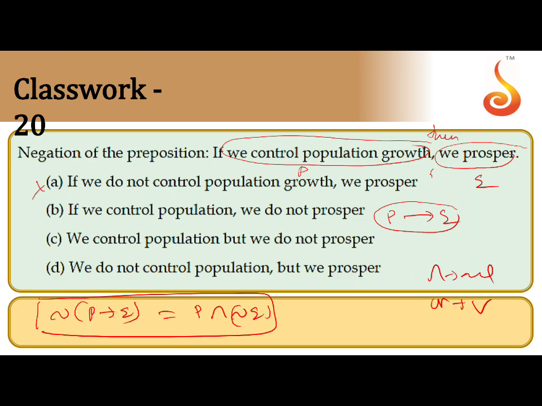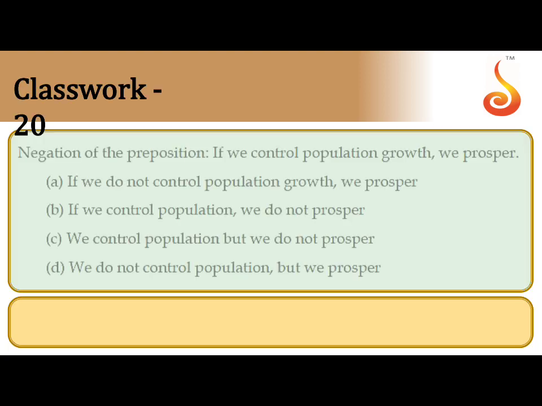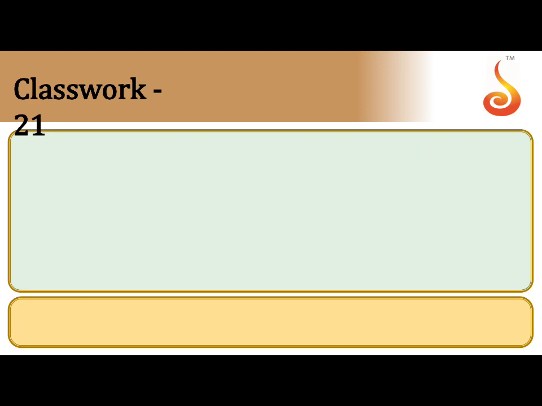We should not use if, because here already and is there, that means this is ruled out. We control the population but we do not prosper. Option C is correct. You should not use if, because here there is no implication. If there is implication, you can get the if-then condition. Here there is no implication, so you should say it normally. We control the population but we do not prosper, that is the answer. I hope this is clear. The next question.